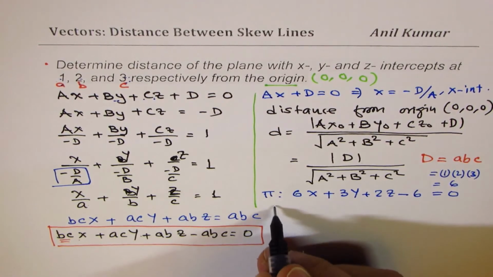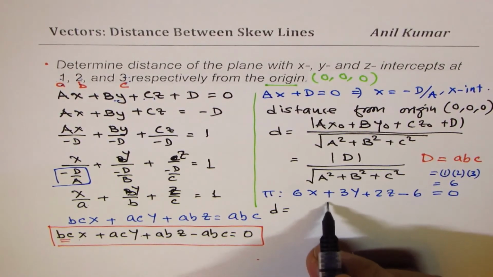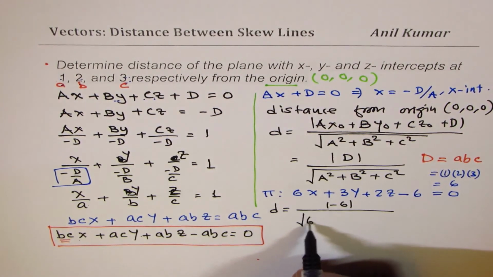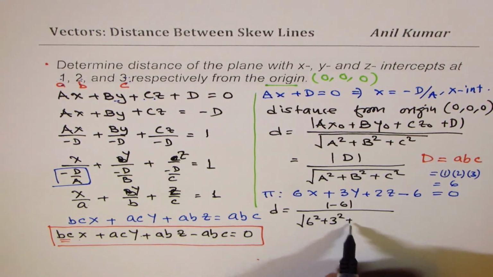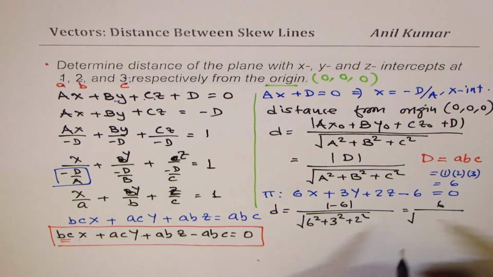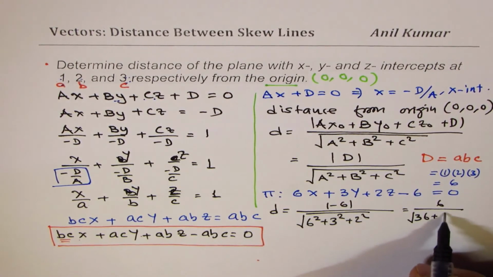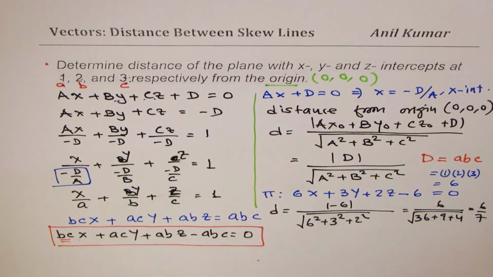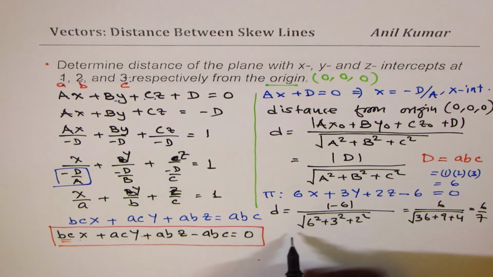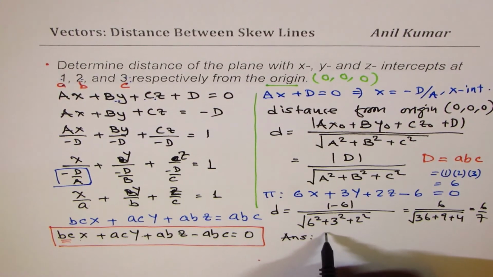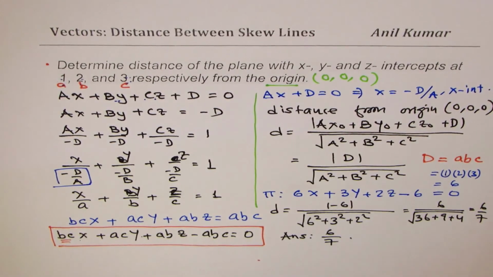So let's find out the distance now. Absolute value of minus 6 divided by the square root of 6 square plus 3 square plus 2 square. You get it? Which is 6 over the square root of 36 plus 9 plus 4, which is 49, or 6 over 7, correct? So 49, 6 over 7. So the answer here is that the distance from the origin for the given plane is 6 over 7.